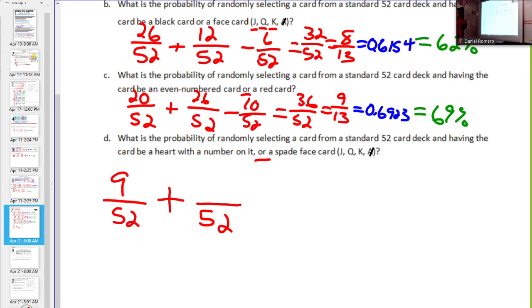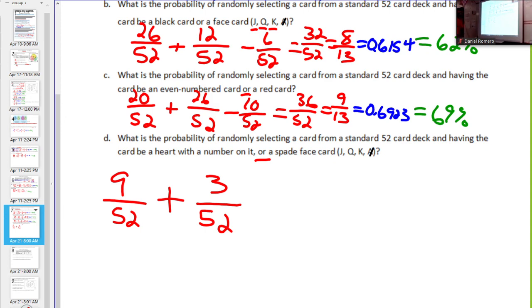How many spade face cards are there? How many spade cards have a face on it? I think that's me. You gotta start playing questions today.